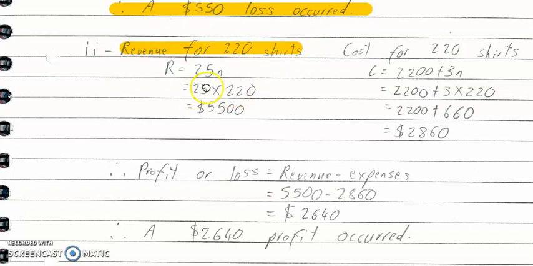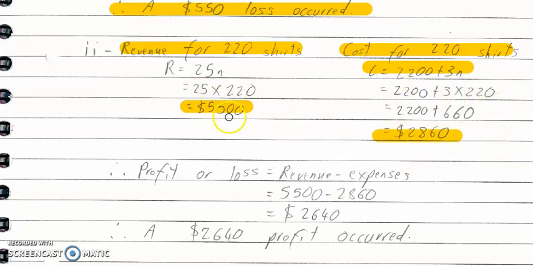Each shirt, he's getting $25 for. 25 times 220, he's going to make $5,500 in revenue. The cost, however, for these shirts, using this formula again, it's going to be $2,200, his fixed costs, plus $3 for every single shirt he creates, and he's creating 220 shirts, so 3 times 220. His costs for this sale are $2,860.